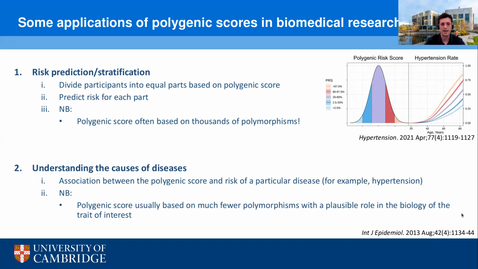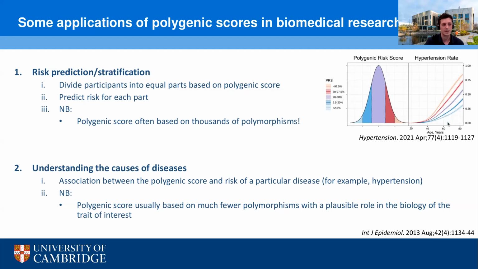We can apply these polygenic scores and make them useful in biomedical research. There are at least a couple of ways by which they can be useful. Firstly, by helping us in risk prediction and stratification. The first step of this is to divide participants into equal parts based on the polygenic score. In this example, participants are classified into 5 categories according to a polygenic score for hypertension. And then we predict the risk for each part.